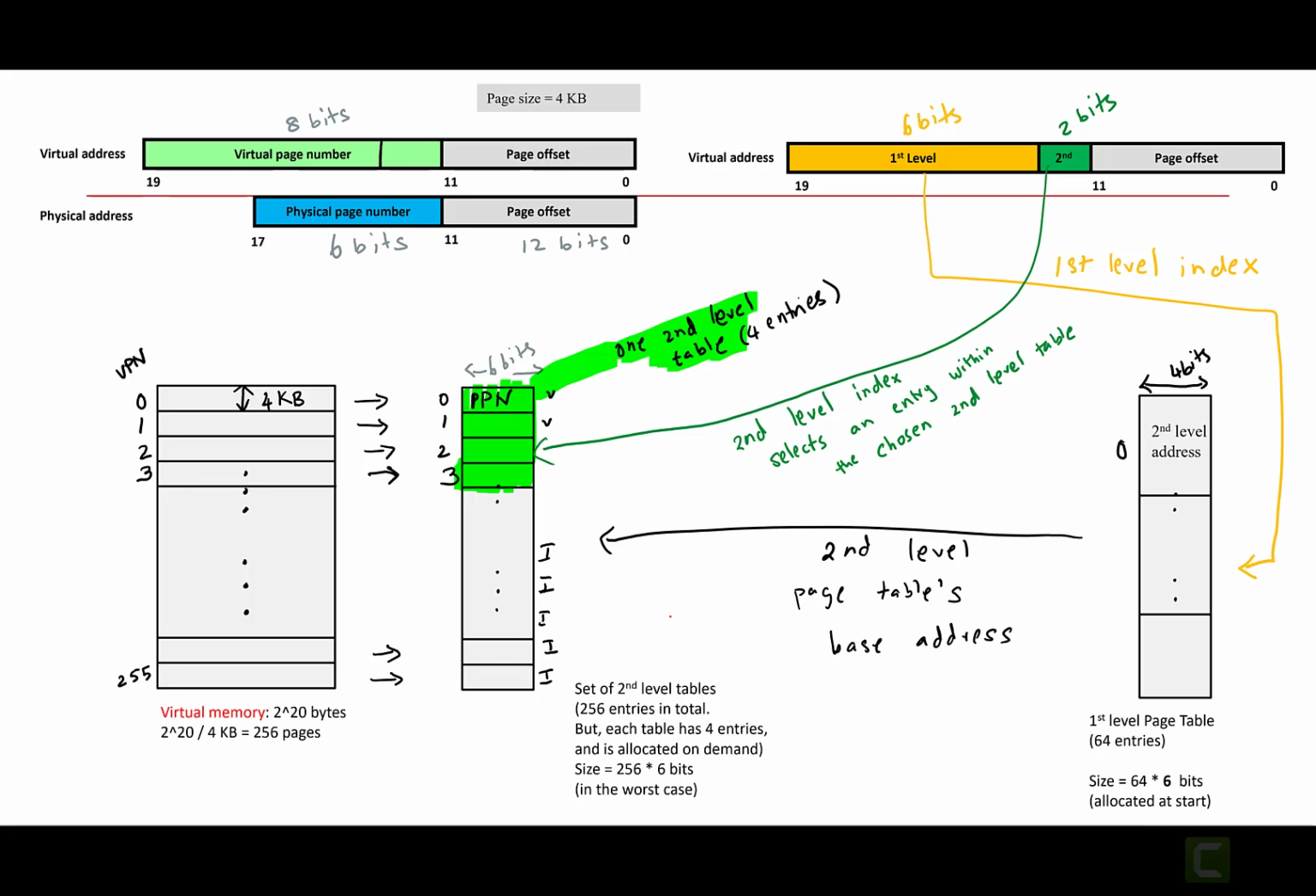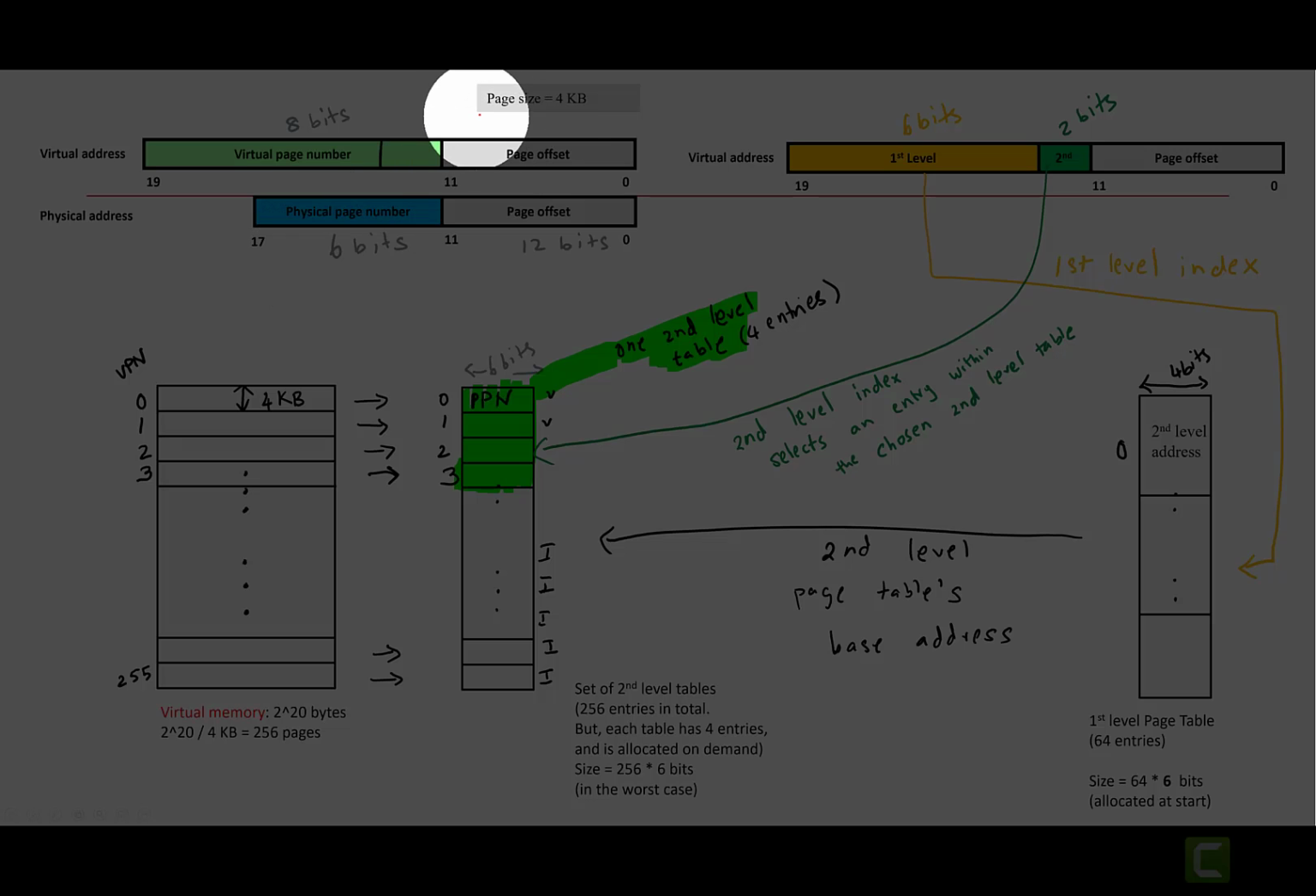Well, I'm going to complicate this example a little bit more, and I hope you're not going to get lost. So what I have now is the same construction as before on the left hand side. So page size is still 4 kilobytes, because we said I love small pages because it has less fragmentation. So I'm going to keep it 4 kilobytes, which means that everything else remains the same. So my virtual page number remains to be 8 bits, which means my number of virtual pages is same as before, which is 256 pages.